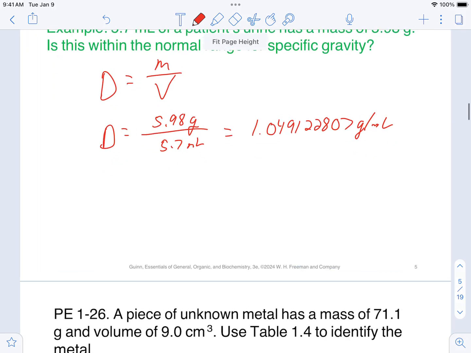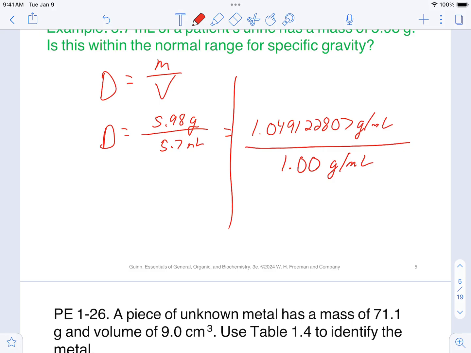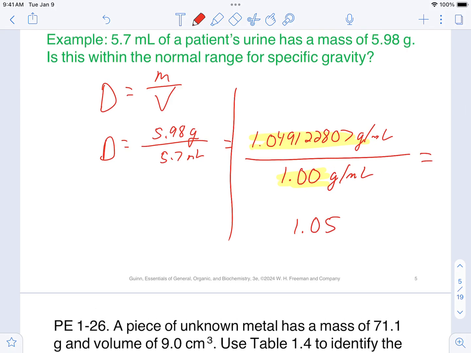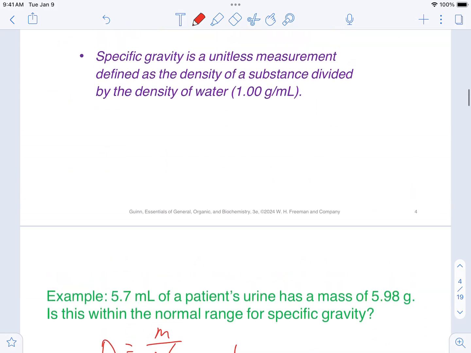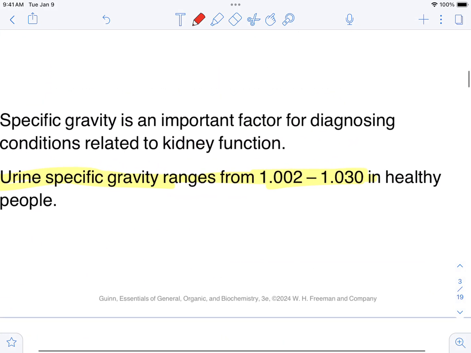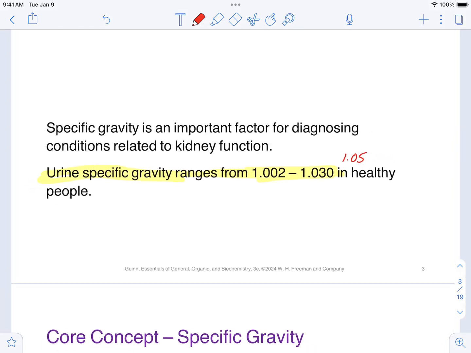So to do the specific gravity, we would take that number and divide it by water's density, which is 1 from that top table. And obviously, when you do that, now using sig figs as a final answer, this has 3 sig figs. This has much more than that, so we go by the lowest, which is 3. We get 1.05, a unitless number. Is this within the normal range for specific gravity? 1.05. If we look back here, you can see 1.05 is over here somewhere. That is not within the normal range. That is higher than normal.